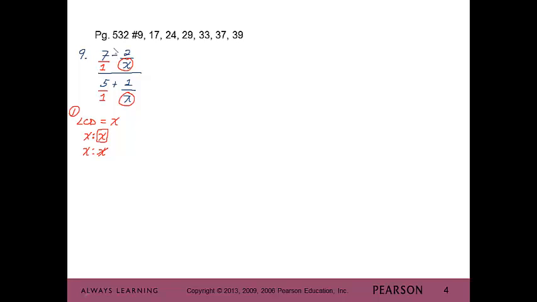Now step 2 was to multiply each term in both the numerator and the denominator by the LCD, which is x. So we're going to start with 7. So 7 times x is just 7x. And then 2 over x times x. Well, the x's cancel each other out, and we're left with just 2. And then 5 times x is 5x. And then 1 over x times x. The x's cancel each other out, and we're left with just 1.